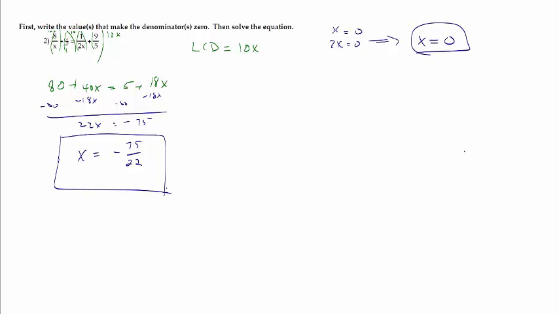So like I said, we're pretty much done. The only other thing we have to make sure of is that we're not dividing by 0. But again, we already know that the only bad solution would be x equals 0.